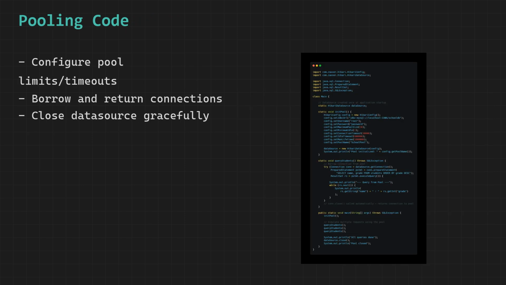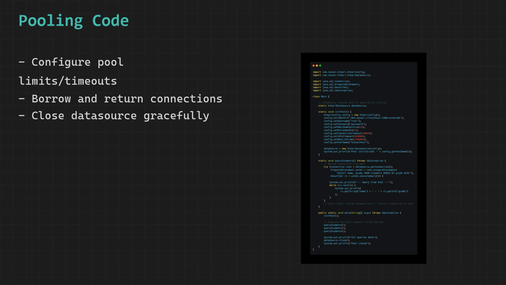A HikariConfig object is created and configured with the database URL, username, password, and pool settings. setMaximumPoolSize of 10 means the pool can hold up to 10 connections at once. setMinimumIdle of 2 keeps at least 2 connections always ready even when idle. setConnectionTimeout of 30,000 means wait up to 30 seconds before giving up on getting a connection.